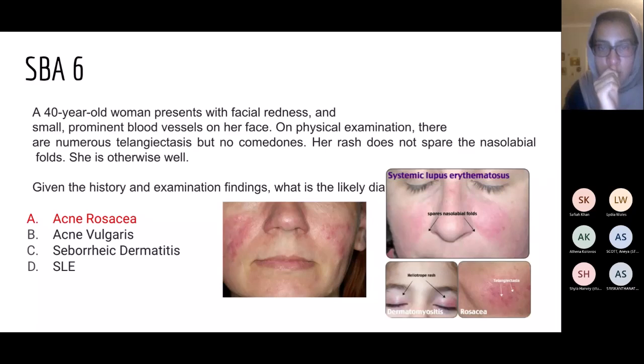The reference to the nasolabial folds is referring to a malar rash that you might see in lupus, or you might see in dermatomyositis. I'm going to talk about the systemic presentations of skin conditions in my next session on dermatology. But with malar rashes that you see in lupus, you will get this sort of sparing of the nasolabial fold. But with acne rosacea, you won't get that sparing.